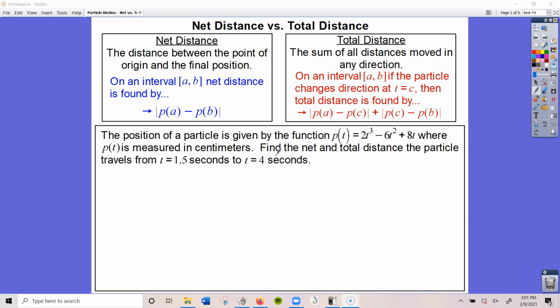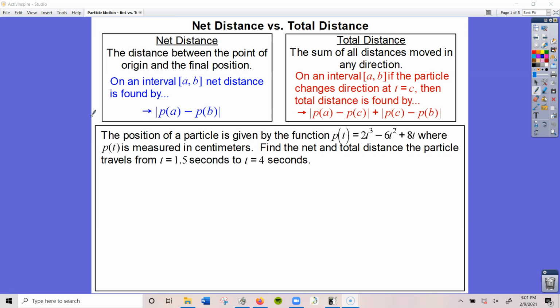For the next two questions, this question and the one on the next slide, we're going to be calculating distances, and you will need your calculator for those questions. So let's go ahead and do this first one. If you don't have your calculator, go ahead and grab it. You can pause the video and then we'll move forward.